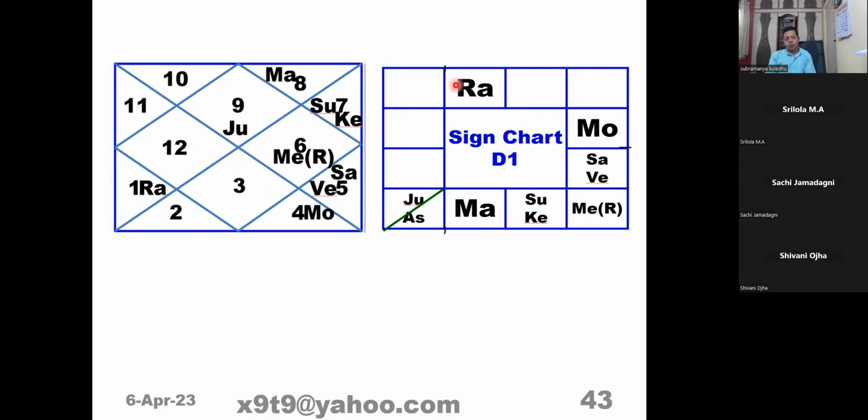Next, this is 1. So Rahu is there. So 1 will be that Rahu. 2 and 3, they are empty. 4th is Moon here, Cancer. In 5th, there is Sun and Saturn and Venus. So write the Saturn Venus here. And number 6, there is Mercury retrograde. You write it here. Then Sun and Ketu in the 7th one. That will come here.